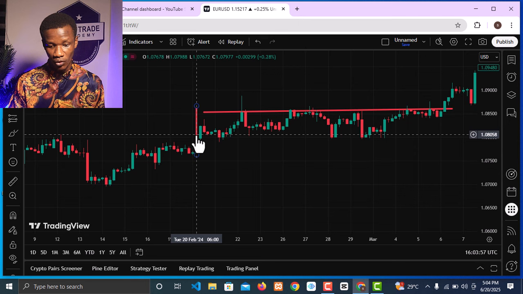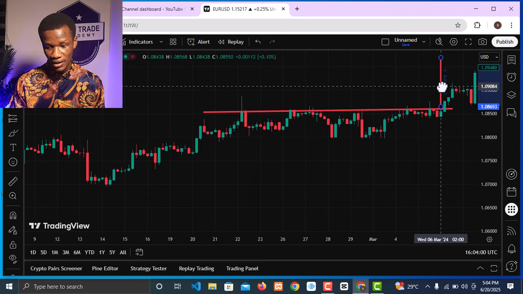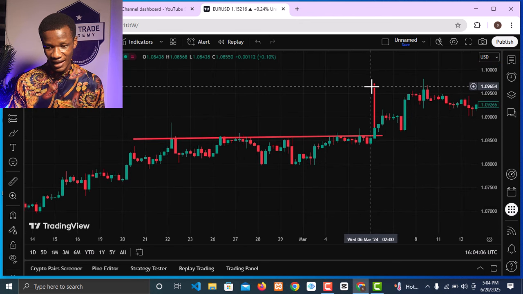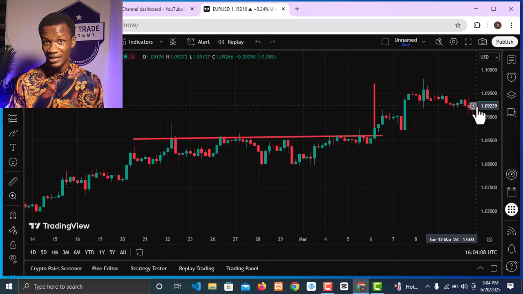So the market moved all the way upward. After this breakout, the market should hit this target right here. If you look at what the market did, it actually hit this target right here before coming back to the downside.